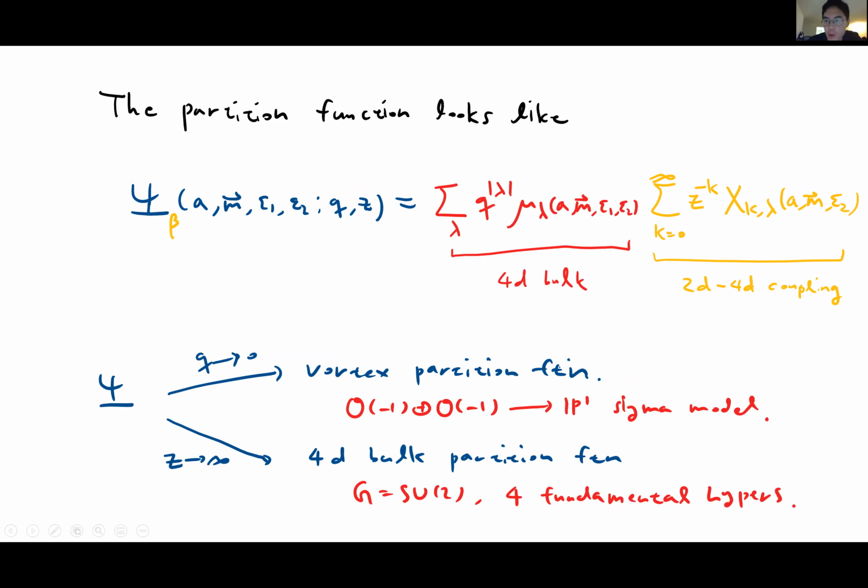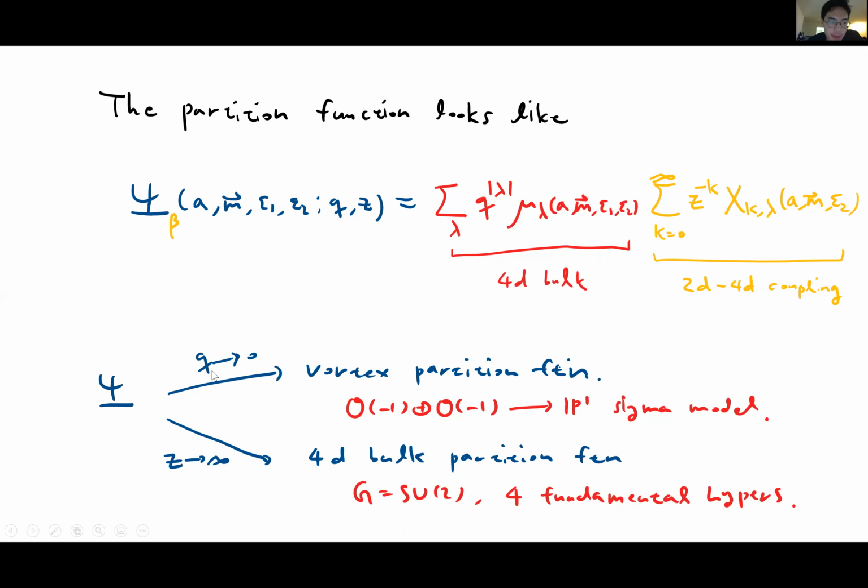Yeah, this is schematic for the 2D-4D coupled system partition function. And here I wrote beta because the 2D sigma model has the choice of the vacuum. So this choice of the vacuum is reflected in this beta here. So maybe it's instructive to take some degeneration limit of this partition function to recognize what this object really is.